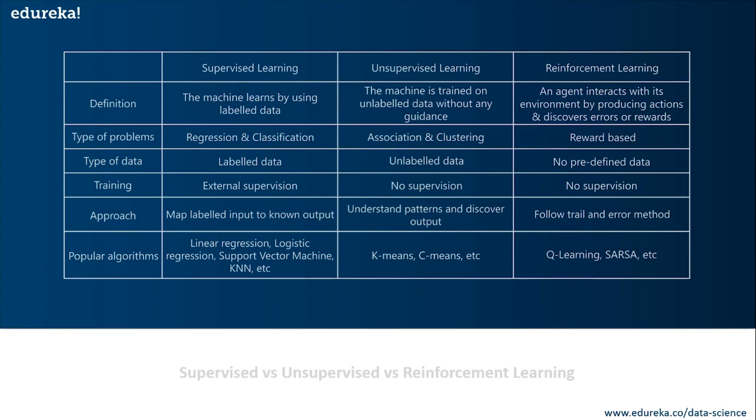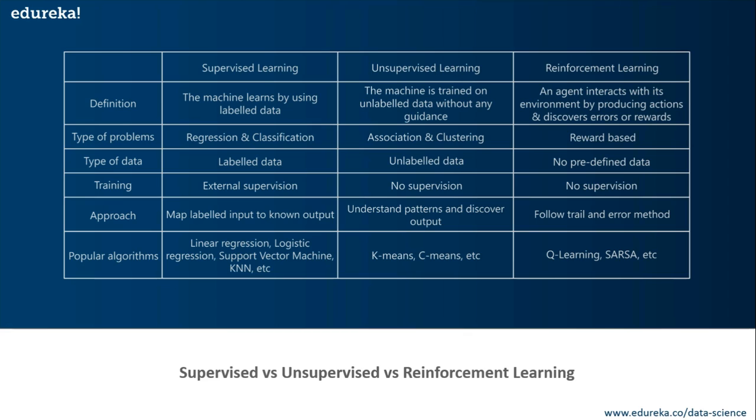Now let's move on and look at the differences between supervised, unsupervised, and reinforcement learning. First of all, like I mentioned, supervised learning makes use of labeled data. Unsupervised learning trains a machine using unlabeled data, whereas in reinforcement learning, there is an agent which interacts with the environment, produces some actions, and discovers errors and rewards. Now, the types of problems that can be solved using supervised learning include regression and classification.